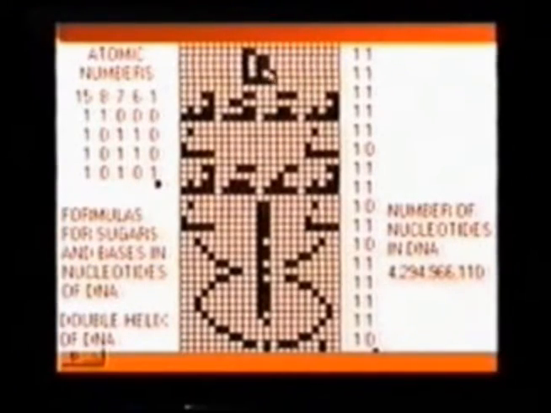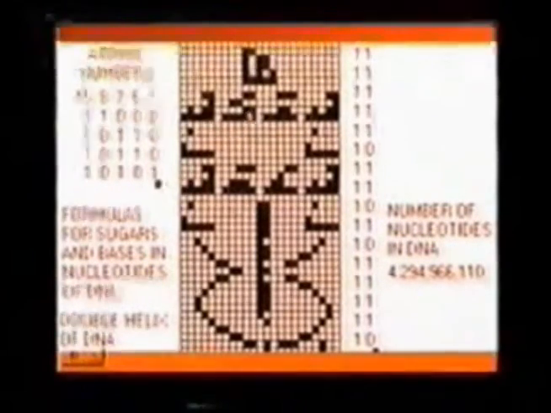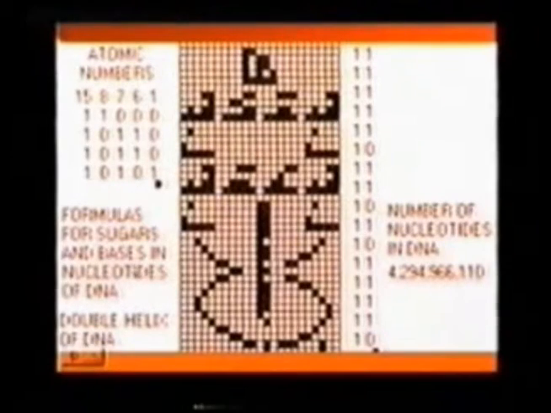These columns represent the numbers 1, 6, 7, 8, and 15. When you look these numbers up in the periodic table of elements, you find that they represent the atomic numbers for hydrogen, carbon, nitrogen, oxygen, and phosphorus, which are the basic elements for life. These numbers represent formulas for sugars and bases in nucleotides of DNA.